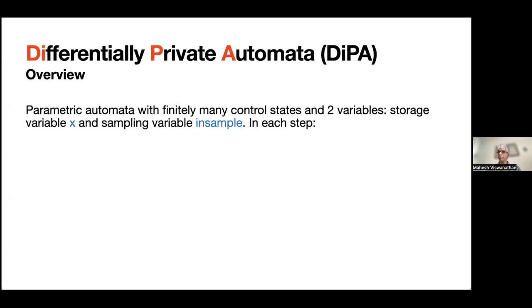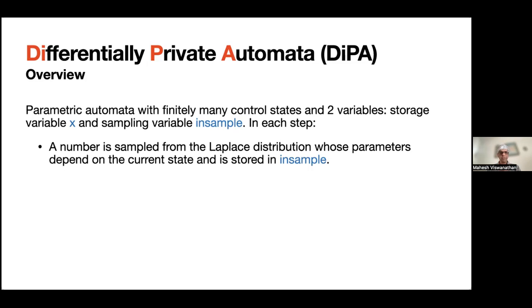That variable I'm going to denote by X. The other variable is going to be used to sample a real value. Every step you're going to sample a real value. The sampled real value is going to be stored in this variable that I'm going to call inSample. And you're going to make decisions based on the real value that has been sampled. Okay. So in each step, you're going to sample a value from the Laplace distribution.